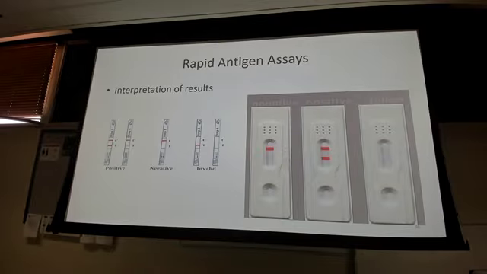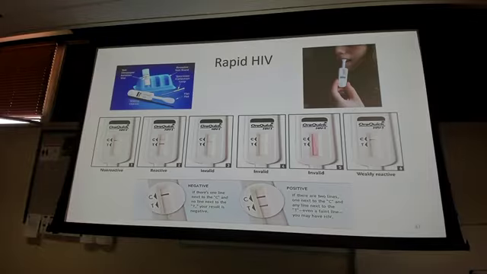Okay, here is just showing rapid antigen assays, okay? This is just showing what a positive result looks like, what a negative, and what an invalid. And so by looking at the pictures, how do you know that it's an invalid test? What is missing? The control. So the control always has to come up positive, whether that patient is negative or positive, okay? All right. So this is rapid HIV, same concept.